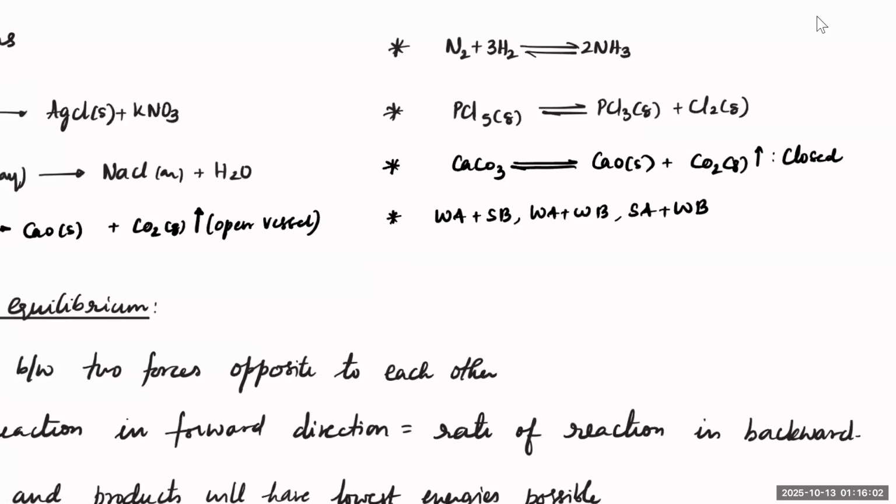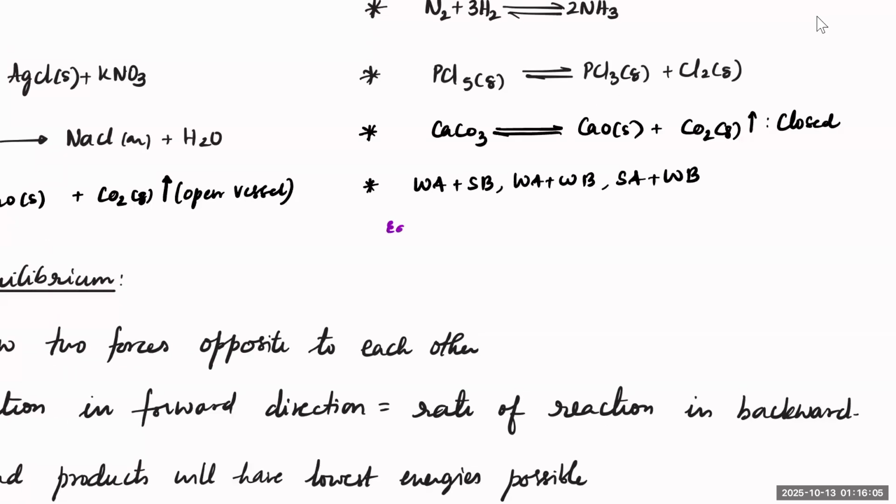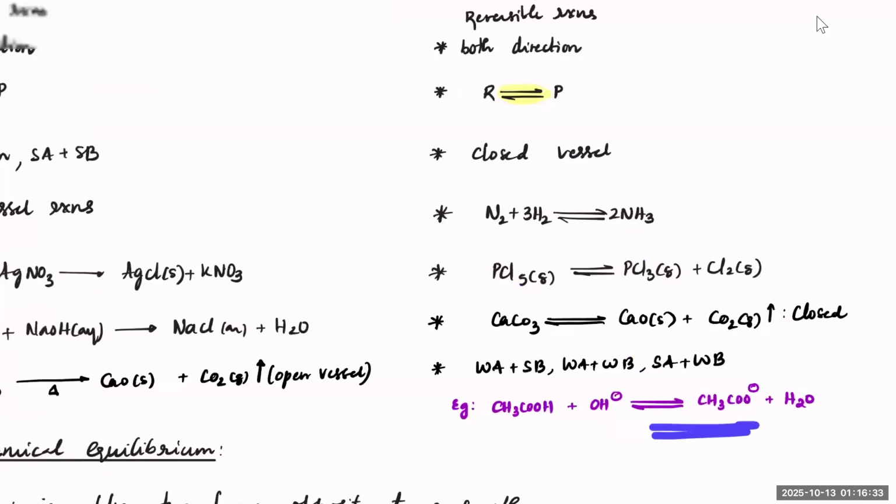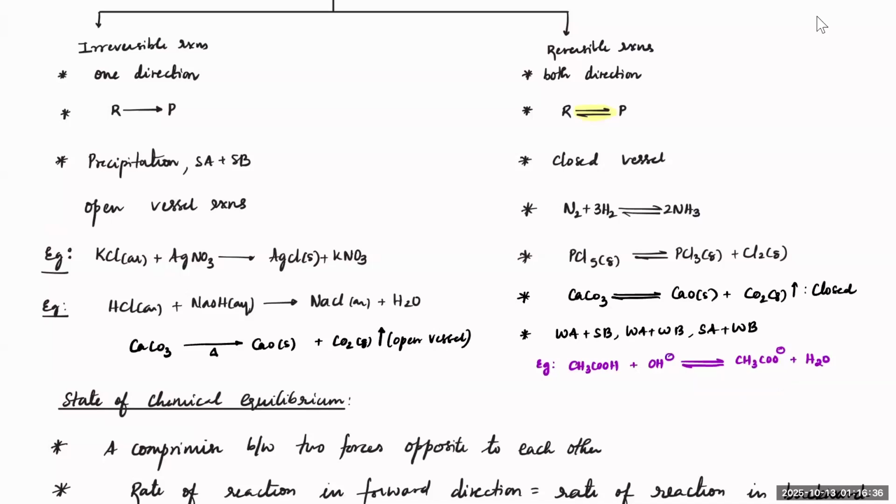Okay, let me show you with some example here. For instance, a weak acid like CH3COOH, and a strong base like OH minus. These two can react and convert into CH3COO minus plus H2O. In this situation, again the CH3COO minus will take H plus and convert back into the reactant side. So such type of reactions are called reversible reactions. So I hope all of you got a gist of what is irreversible and what is reversible type of reactions.